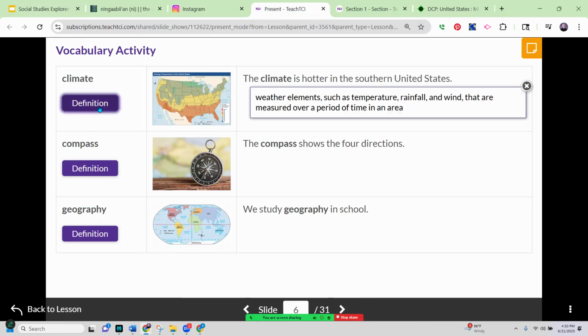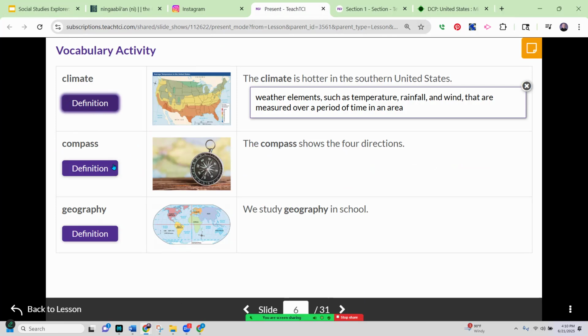Climate is the weather elements such as temperature, rainfall, and wind that are measured over a period of time. Right now, as I look out my window, it's sunny and 90 degrees. I can't assume that's what it's always like. We know that it was rainy and in the 60s the other day. So you have to look at the big picture.